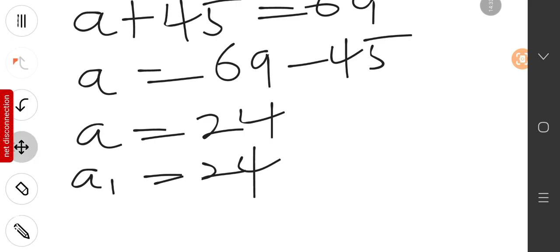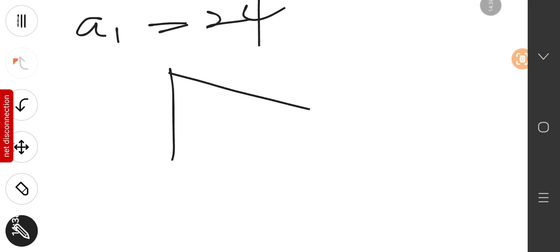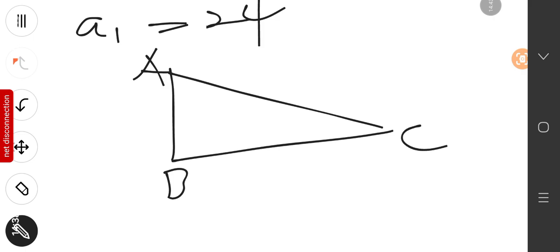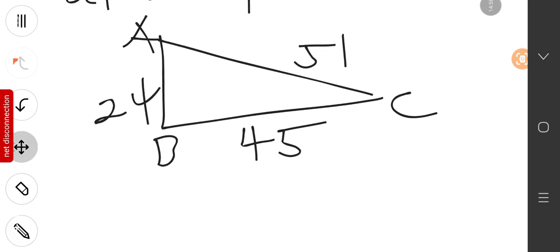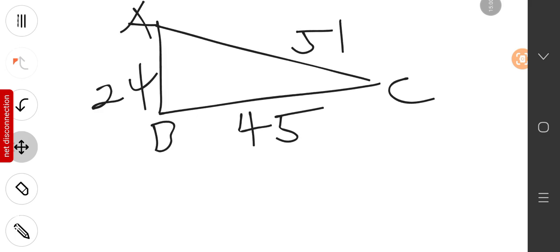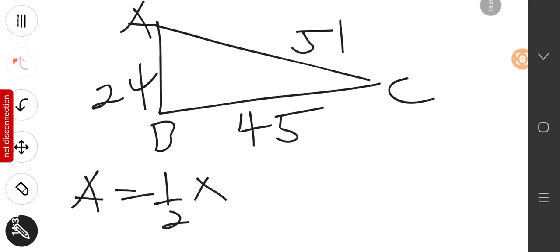So now that we know the value for a and b, let's sketch our diagram. So we now know that from our triangle, here is 51, and then we know a to be 24, and then here being 45. Now the question said we should look for the area of the triangle. Now the area of the triangle equals half times the length of the perpendicular sides, or half times base times height.